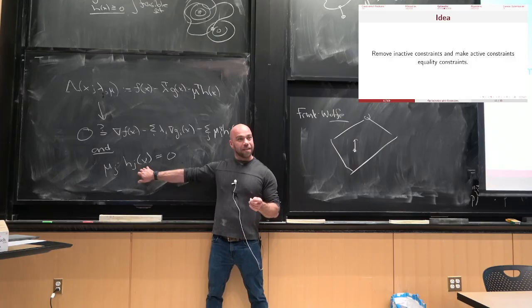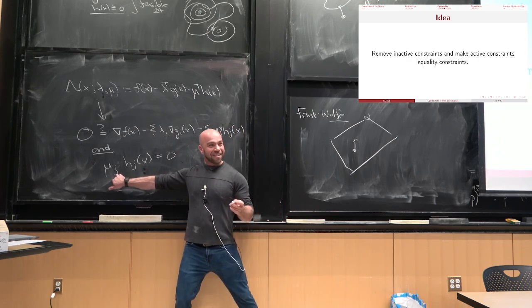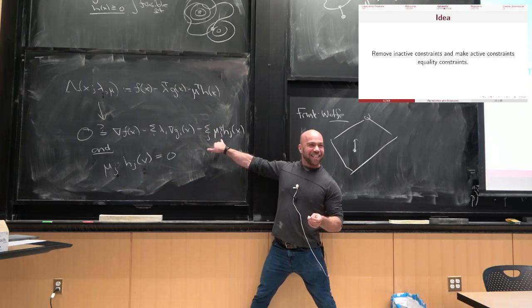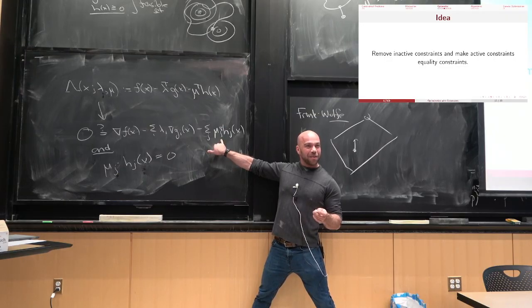So let's say that I enforce this constraint. Well, if h_j is strictly positive, what do we know? Louder for the back of the room, Jonah. Mu_j is equal to 0. That's right. Well, if mu_j is equal to 0, then I removed that term from the optimality condition.